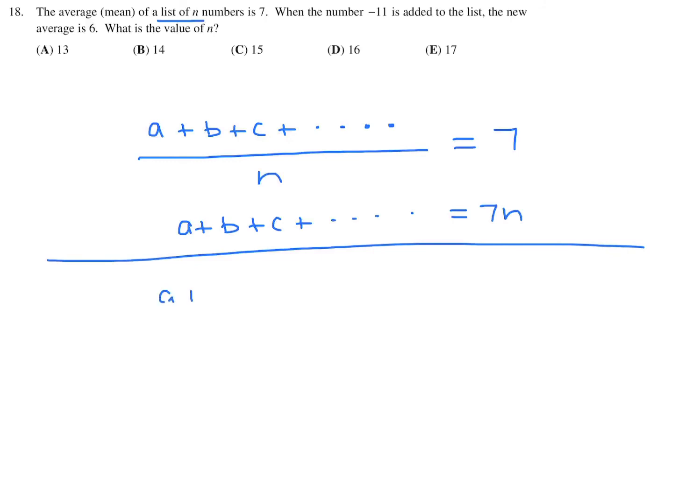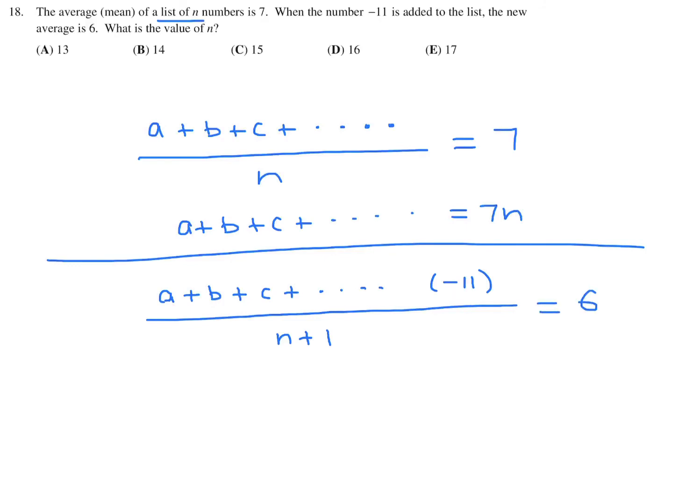Then what they're doing is they're taking that same list, A plus B plus C, and so on, and they add this negative 11 to it. And then they take the average, but this time you're not going to divide by n, you're going to divide by n plus 1 because we have one additional number now. And they tell you this new average is 6. And they want you to figure out the value of n. Okay? So A plus B plus C plus dot dot dot minus 11 is equal to 6 times n plus 1, if I cross multiply like that.